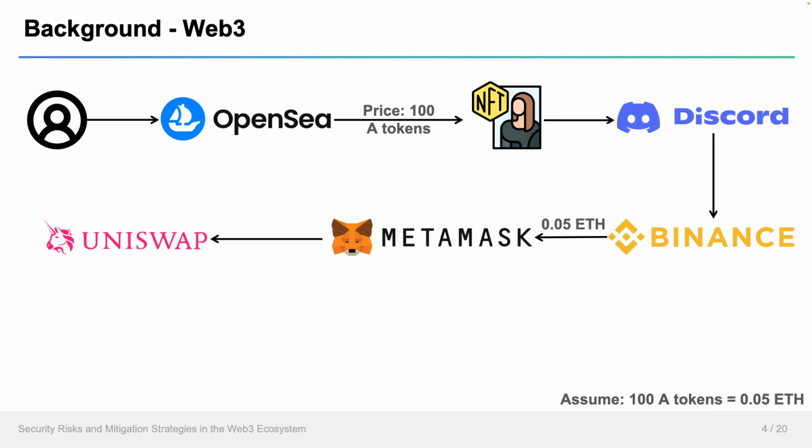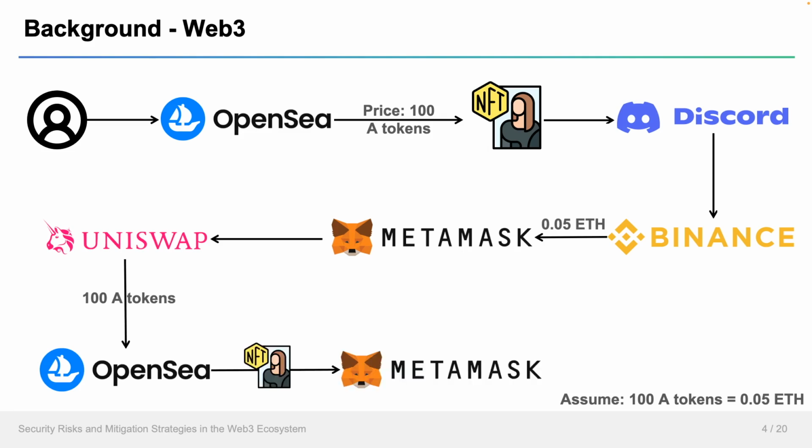Finally, armed with 100 tokens, you can visit NFT marketplaces like OpenSea and use your tokens to buy the NFT. Once the transaction is complete, the NFT will appear in your MetaMask wallet. Throughout this process, you'll need to navigate and interact across various decentralized applications.